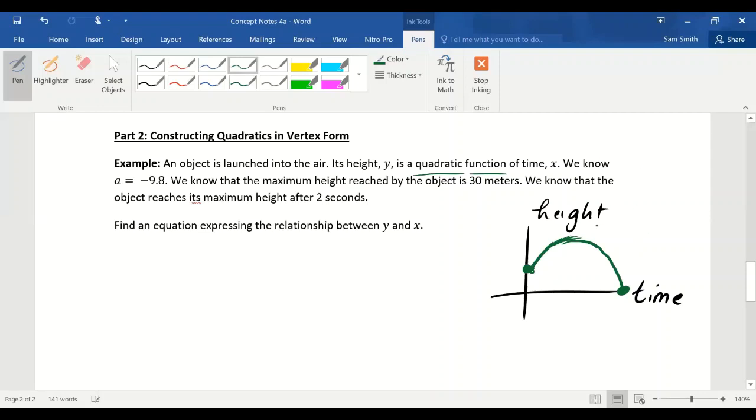But not only that, the physicists have worked hard and they found out exactly what the A value should be. The A value should be negative 9.8. Perhaps some of you recognize this number. Now, we also know that for this particular object, the maximum height reached by the object is 30 meters. And the amount of time that it took to reach this height was 2 seconds.